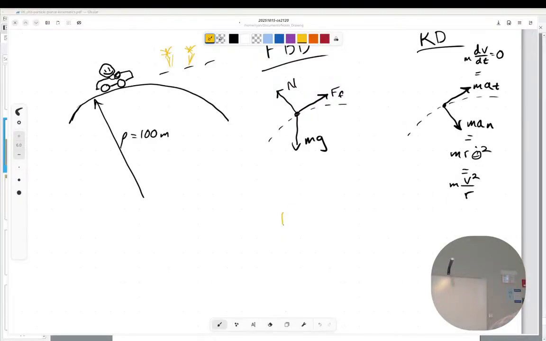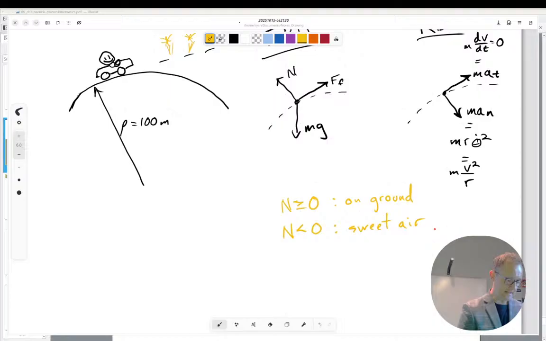So here, N is, if it's more than or equal to 0, that means it's on the ground. If N is less than 0, then we get some air. Yeah? Yeah, I mean, it can be.